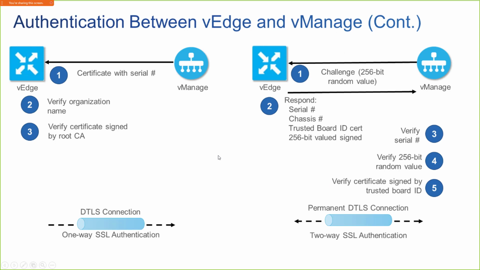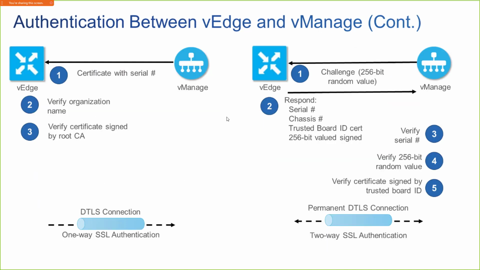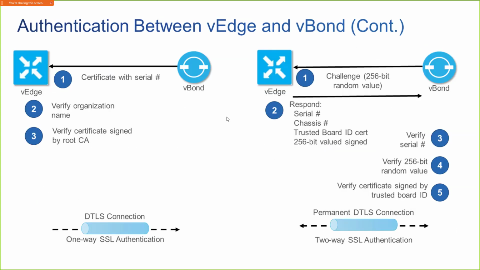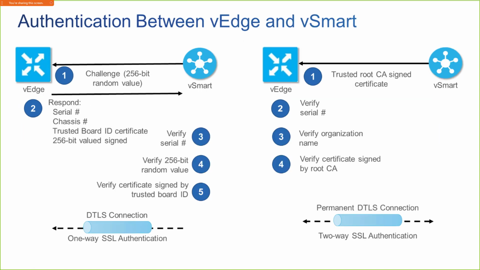Between vEdge and vManage, same process. I'm not going to go through this in detail here because it is literally the same process that we saw between vEdge and vBond, right? If you look at these diagrams here, they're identical to each other. So it's literally the exact same process that we saw with the vBond orchestrator with regard to verifying those identities. So I'm not going to spend any time going through this because that would be repetitive. But it is the same process, okay?